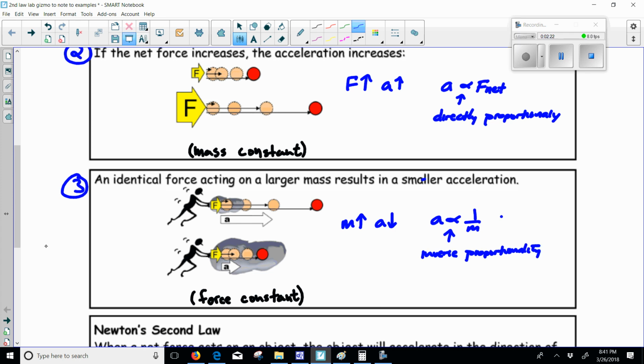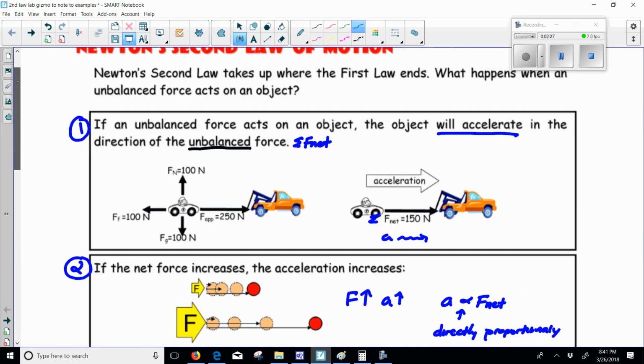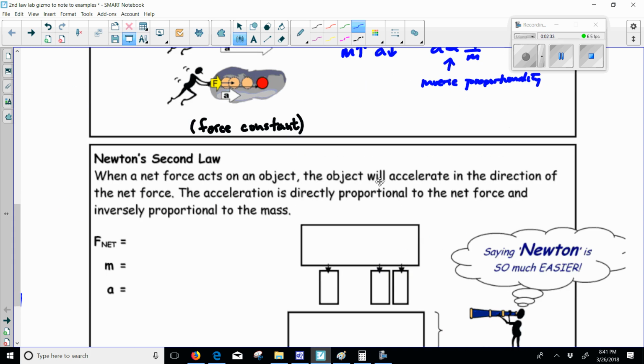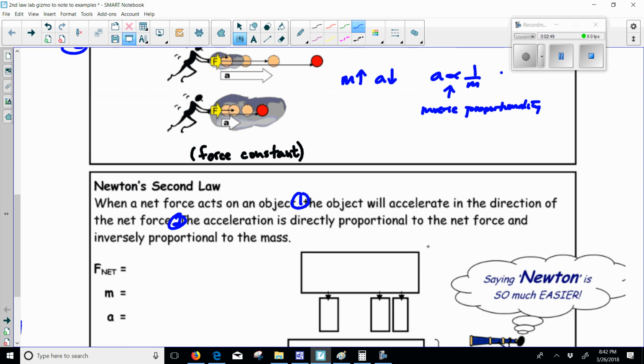So what we're going to do now is combine all of these together. You notice I had numbers up here. Number one, again, we talked about the object accelerating in the direction of the F net, the net force. Well, that's what we have here. And then the acceleration is directly proportional to the amount of net force. So that's number two up here. And number three, the acceleration depends on the mass. It's inversely proportional to the mass. So this would be the third part. And what we can do is take all of these, combine them, and come up with a relationship. So let's take a look.